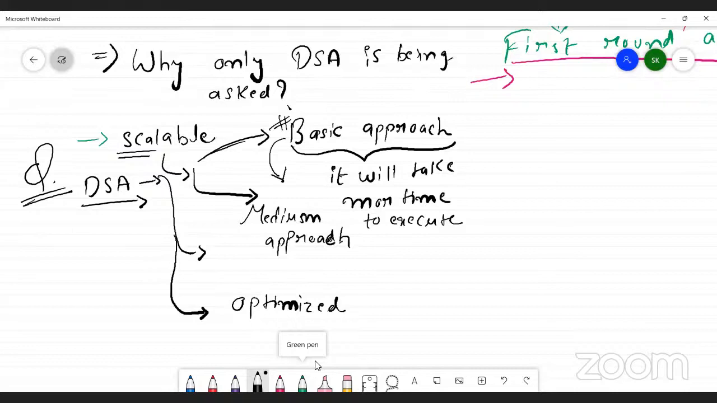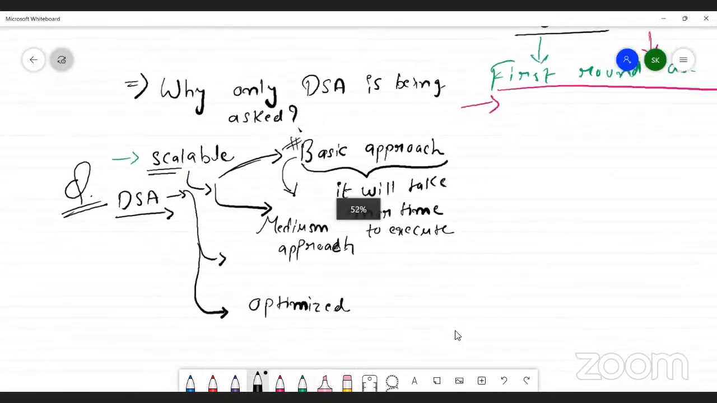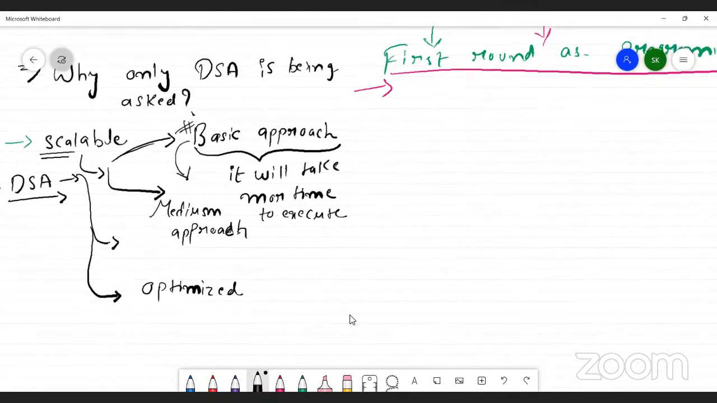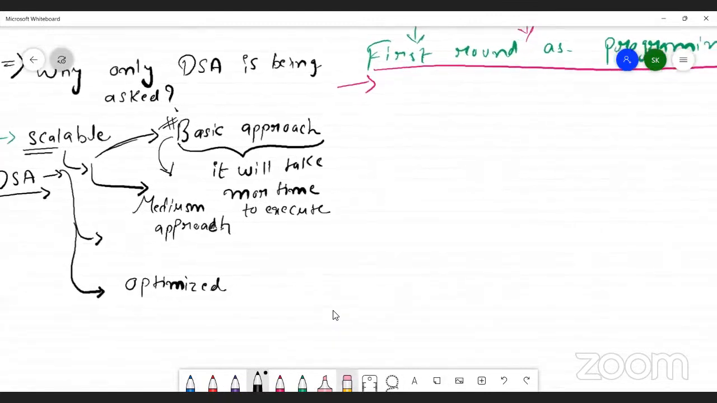Everyone clear or having some doubts? Anyone having any doubts? Okay. Yes, no. Abbas, any doubts? You can ask it in the end.